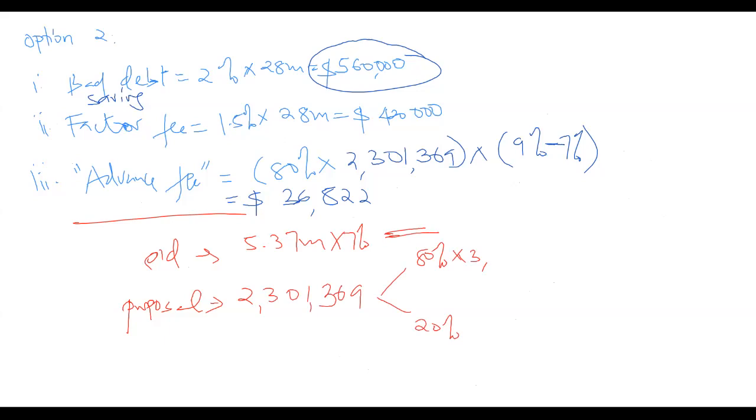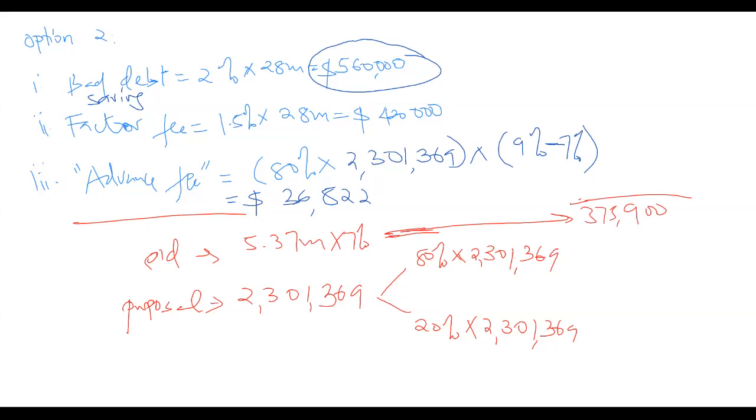Let's do a calculation. You don't need to read, but just for our own understanding, so we do not make mistakes in future. We're doing 5.37 million times 7%, the current policy. 375,900 is the amount you pay to the bank.